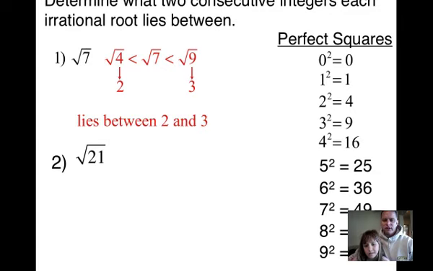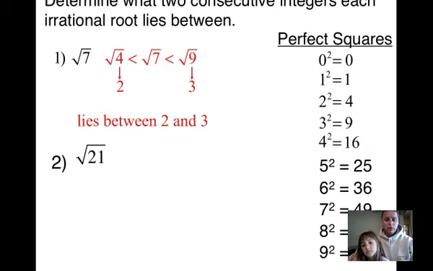So the square root of 7 is somewhere between 2 and 3. If you have no idea, that's okay. You can just listen, and if you can help out, that'll be great. Right now this is just for estimating. It's just to help you with the Pythagorean theorem. It's nothing that you're going to probably use in your everyday life.